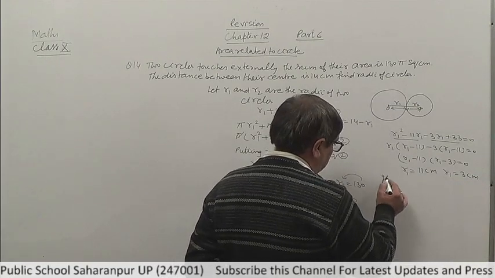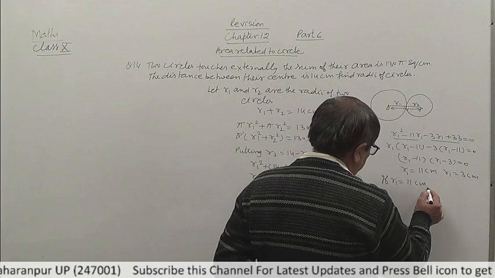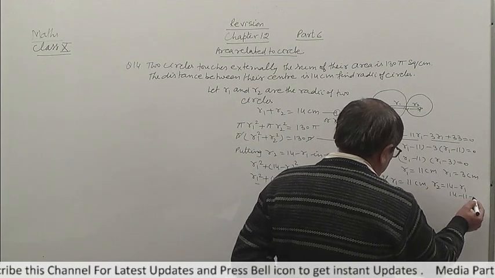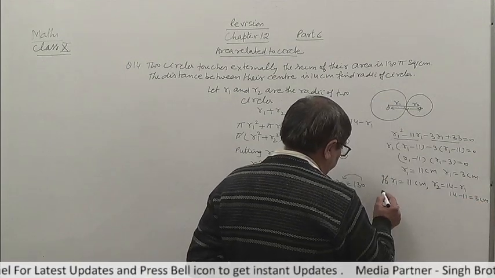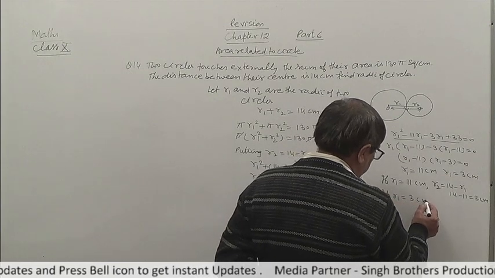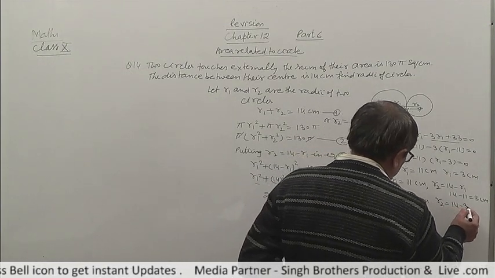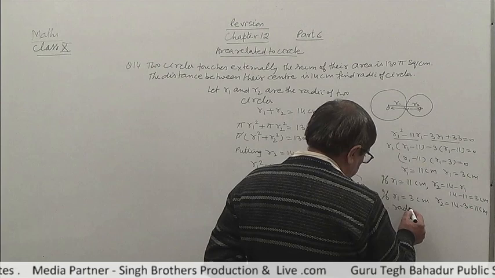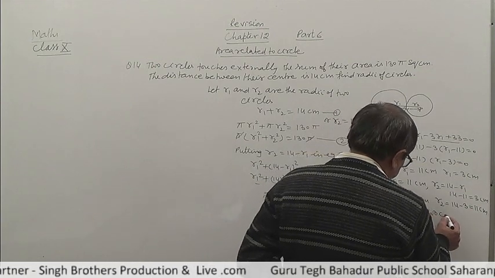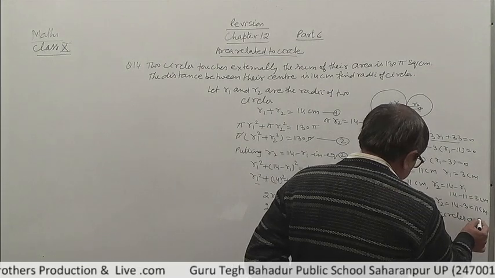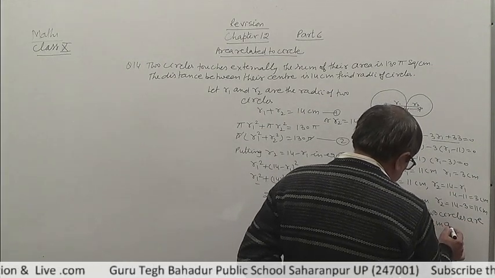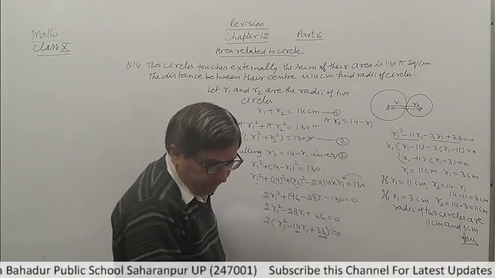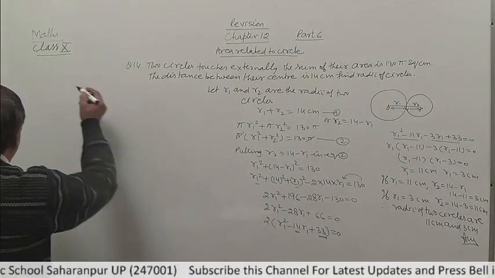If R1 is equal to 11 centimeter, R2 is 14 minus 11, that is 3 centimeter. If R1 is 3 centimeter, R2 is 14 minus 3, 11 centimeter. Therefore, the radii of the two circles are 11 centimeter and 3 centimeter. Next, question number 15.